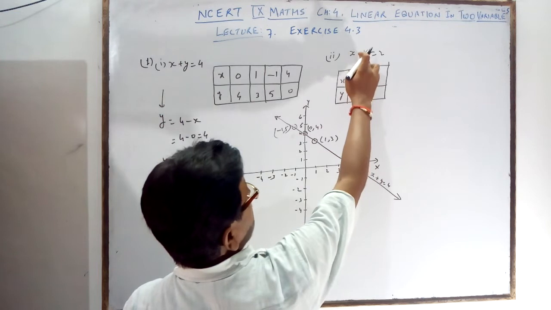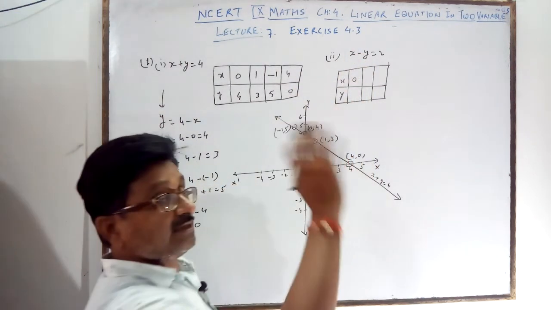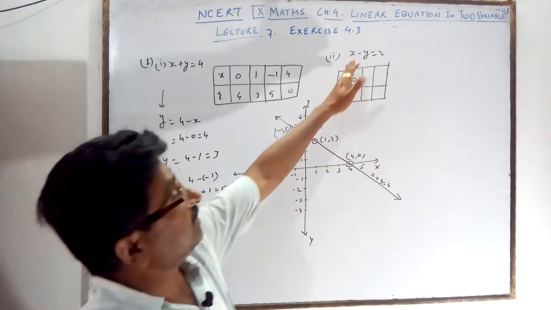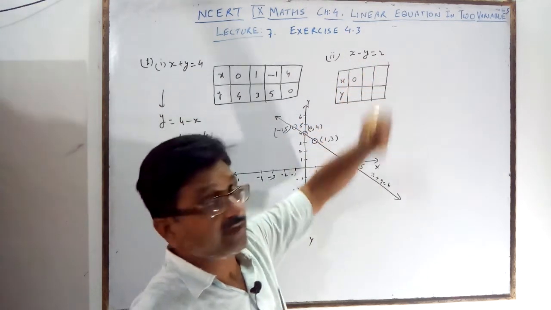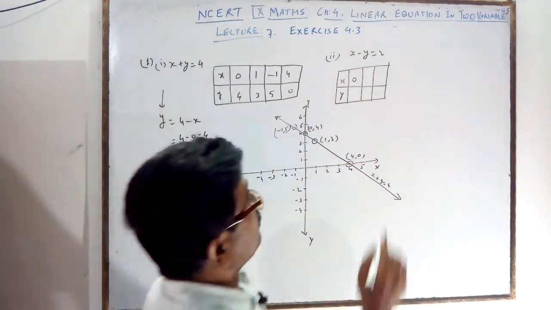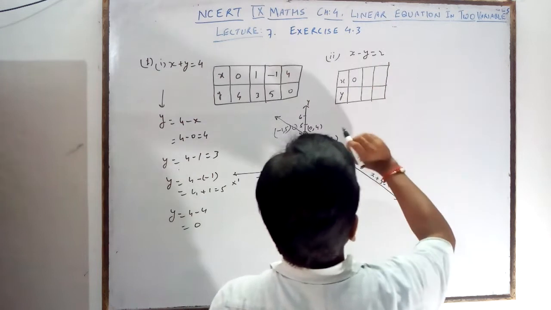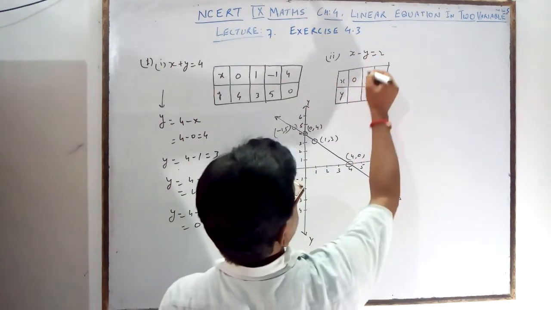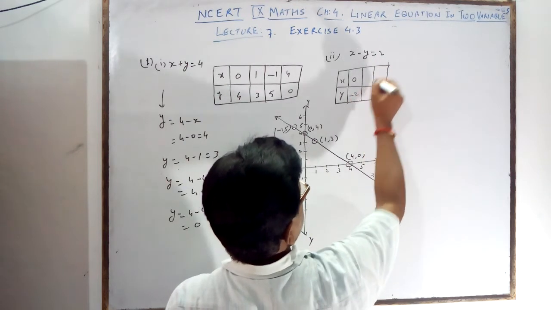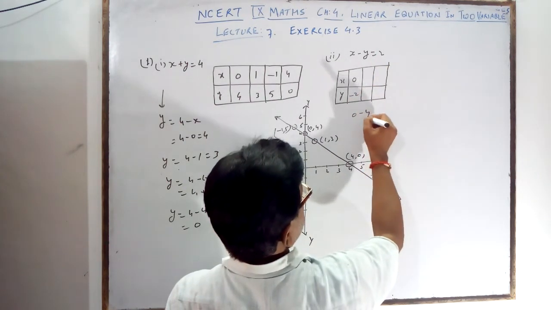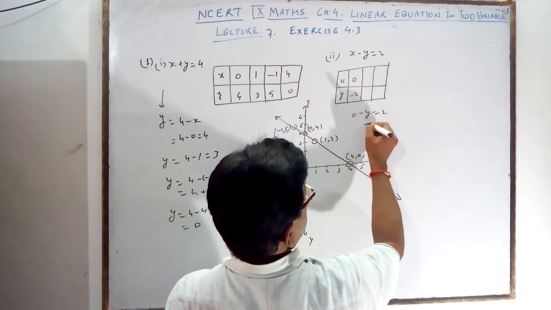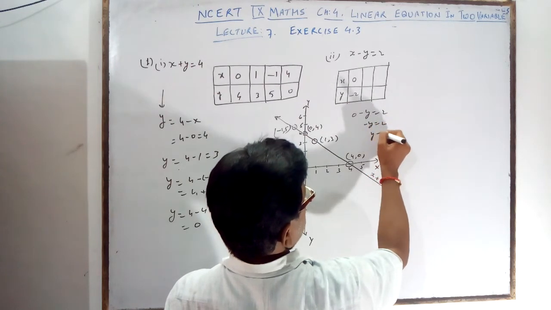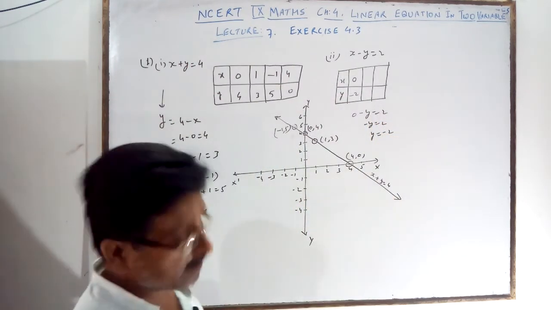If you write y in terms of x, then -y = 2 - x, or y = x - 2. If there is any confusion, write 0 - y = 2, so y = -2. Orally you can get it: 0 - y is 2, then -y is 2, so y is -2.